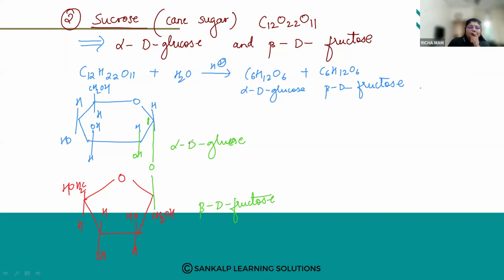So this is how the sucrose structure is formed. And what type of link is this? This is a glycosidic linkage. This linkage is present between C1 of alpha D glucose and C2 of beta D fructose.